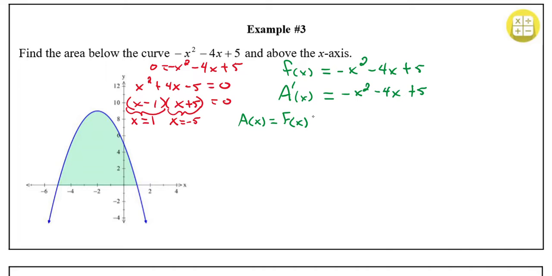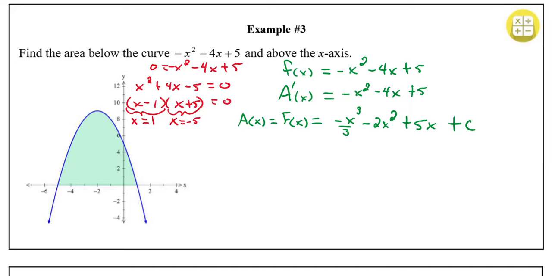Okay. So now we'll actually just say what that is, right? The area function would be, now taking the antiderivative of all of this, negative x to the power of 3 over 3, and then minus, and then this would be to the power of 2 over 2. So this would be just now minus 2x squared plus 5x and then plus c.